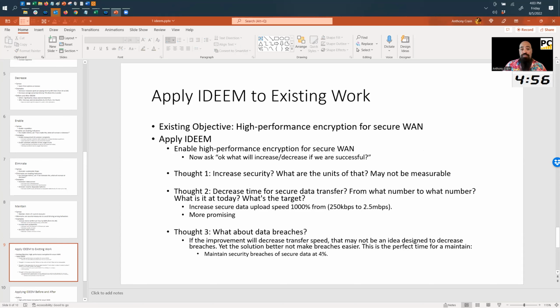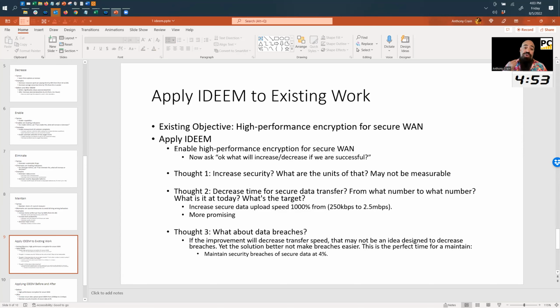So next up, applying IDEEM to an existing item. Somebody said, oh, I'm like, what's your objective that they want? And they said, our objective is we're going to have a high performance encryption for secure WAN. That's our objective. And I'm like, well, no, but how do you measure the success of that? So we apply IDEEM. Okay, so the first thing is they couldn't do this before. So we realized this is an enable. So one objective, one outcome, one IDEEM metric is enable high performance encryption for secure WAN. Cool. Now, if we do that, what will increase or decrease? We're starting to apply that thinking.